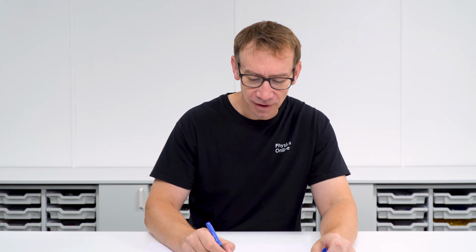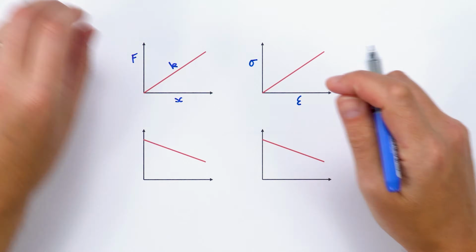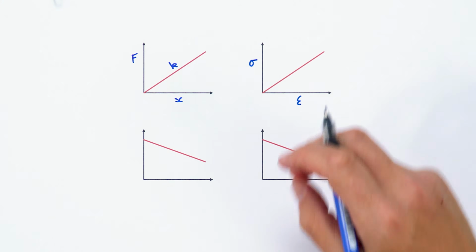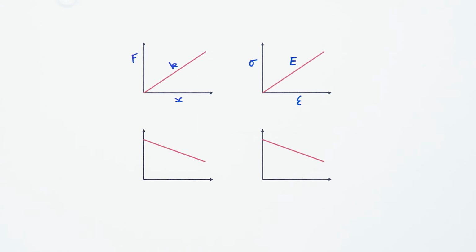So that works if you've got a spring, but if we also have a sample of metal, we can do something very similar, where we look at the stress and the strain. And again, for this linear region at the start, we can then measure or calculate something called the Young modulus.